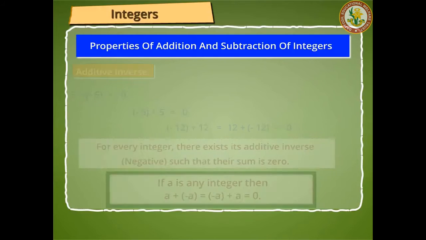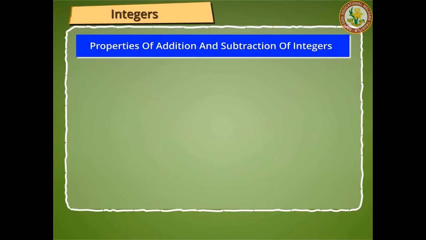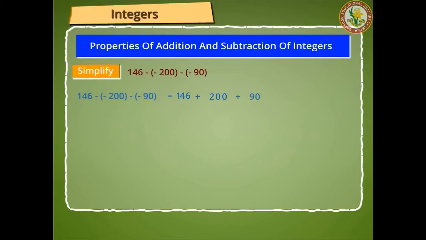Let us now learn simplification by means of an example. Let us simplify 146 minus 200 minus 90. So 146 minus (200 minus 90)... is equal to 146 plus 200 plus 90. This gives us 346 plus 90 is equal to 436.